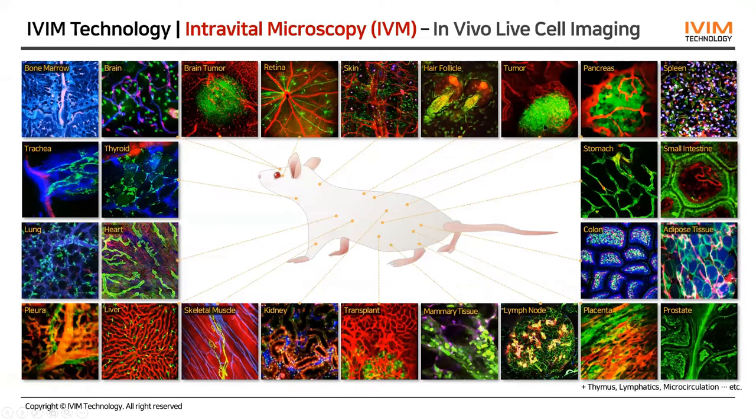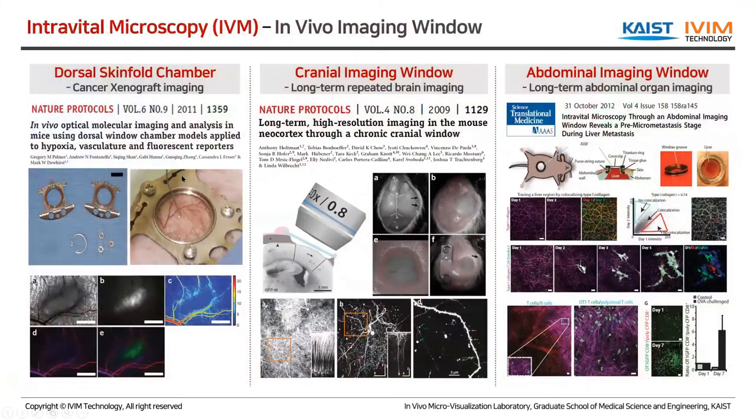This kind of high quality intravital imaging can be obtained by using the intravital microscope from IVM Technologies. There are many imaging window techniques available, developed by researchers, like the dorsal skin fold chamber for subcutaneous cancer imaging models, the cranial imaging window for long-term repeated brain imaging, and the abdominal imaging window model for long-term abdominal organ imaging, like liver, pancreas, and kidneys.